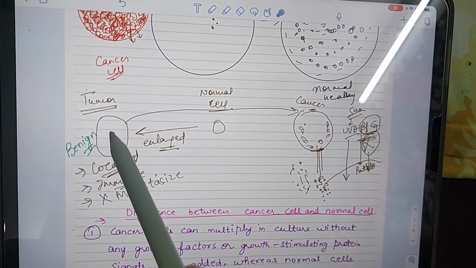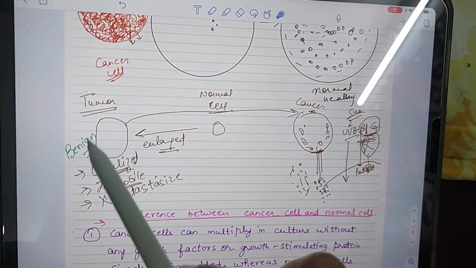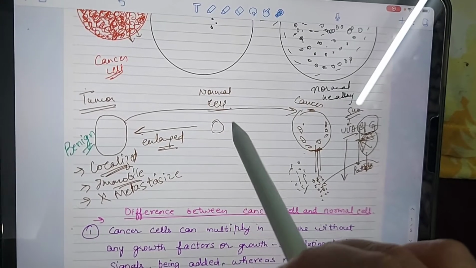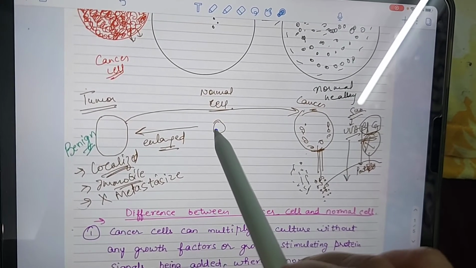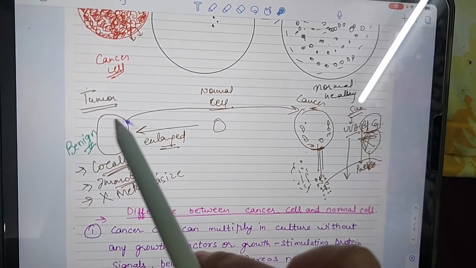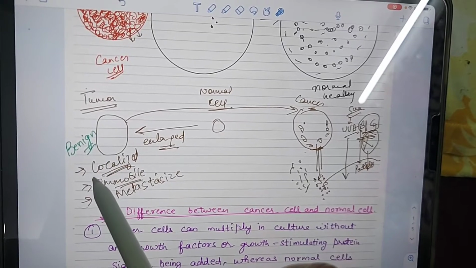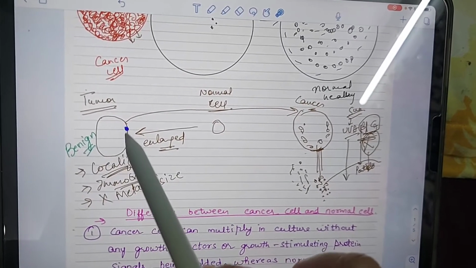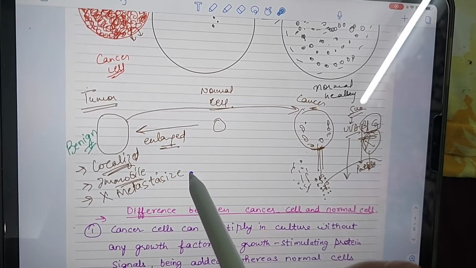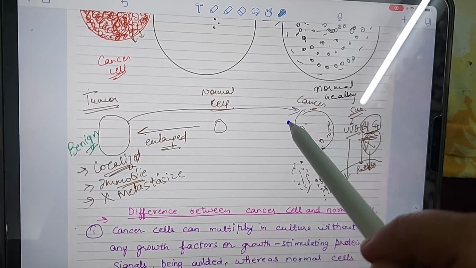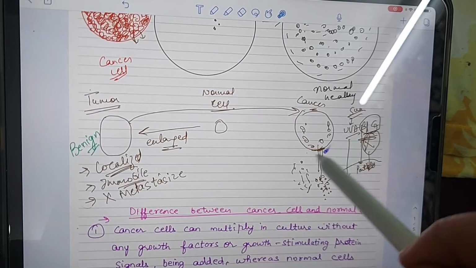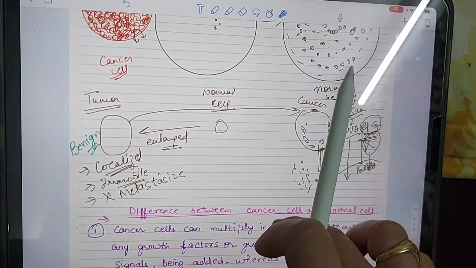So there is a difference between tumor and cancer, which normally people get confused with. This is a normal cell. You can see the size. A normal cell is very small in size, right? Whereas in this cell, the cell becomes enlarged. Okay, so the enlarged cell, a cell which is enlarged but it is localized. Localized means it's not spreading. It's immobile and it does not metastasize, right? But cancer cells, they are not localized. They can cross the boundaries and they can go to different locations.